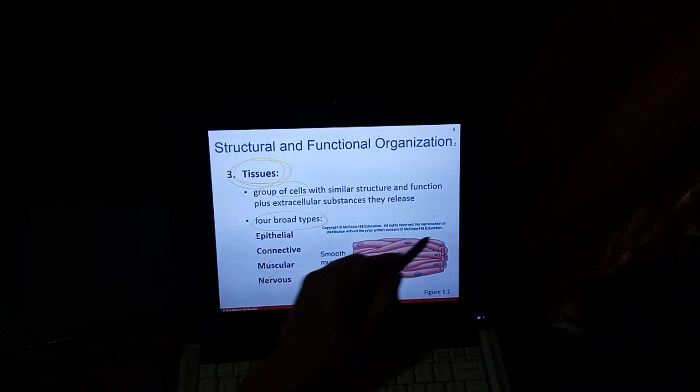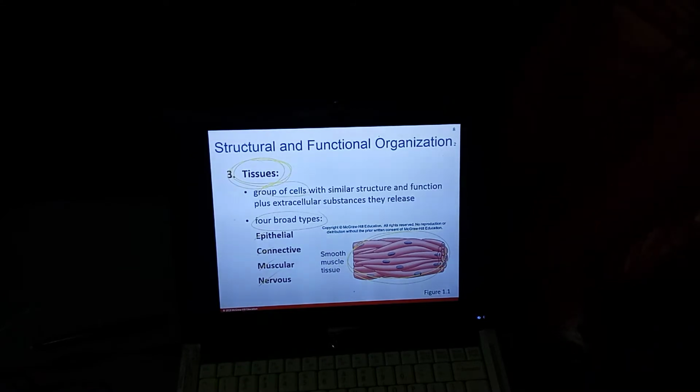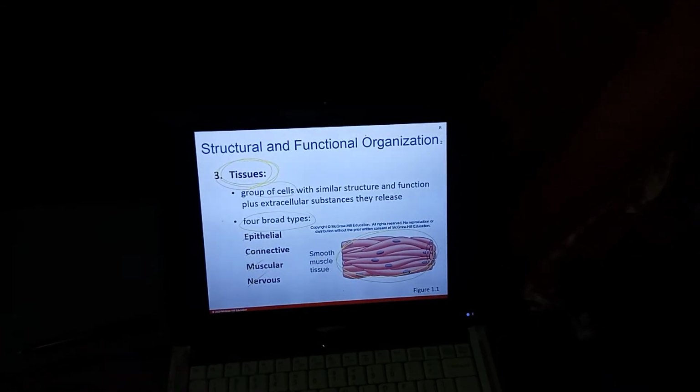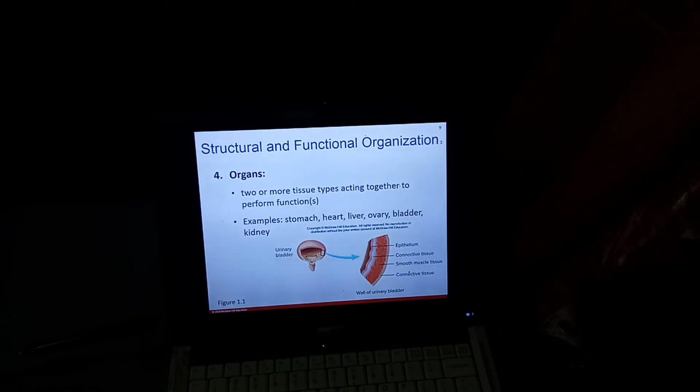Okay, this is obviously an example of your smooth muscle tissue. We will go one by one when we reach your muscular system. The next level of structural and functional organization is your organ level.